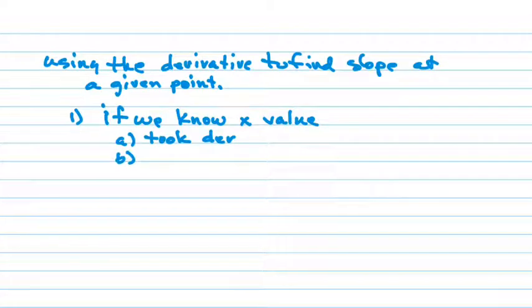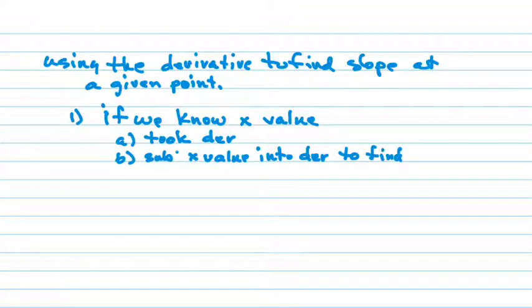And then substitute the x value into the derivative to find m. And m, of course, just stands for slope. Also, this book likes to call it gradient, right? Okay? Gradient, slope, m means the same thing, right? So that's what we did at the very beginning.